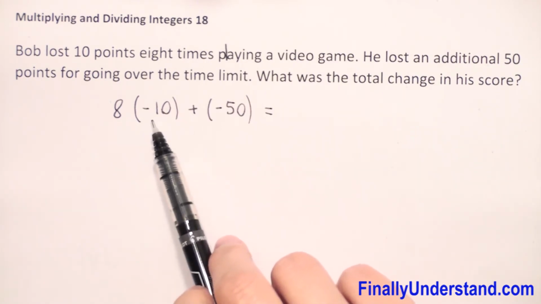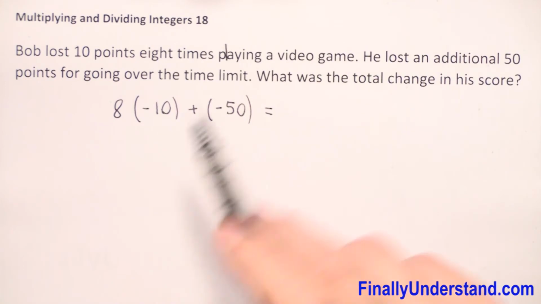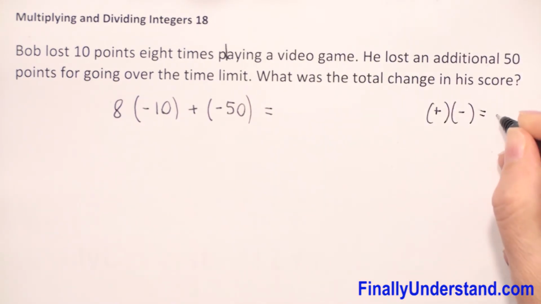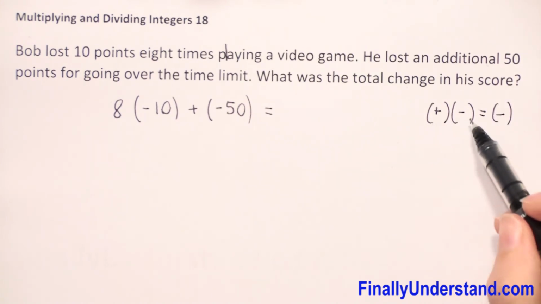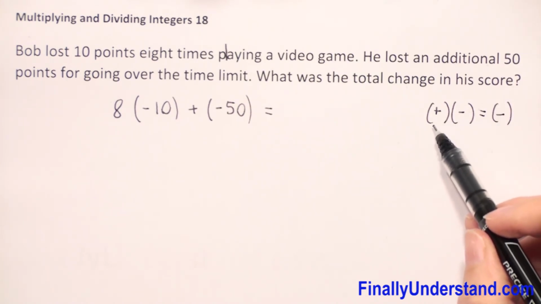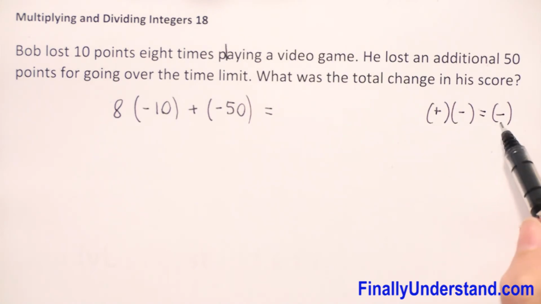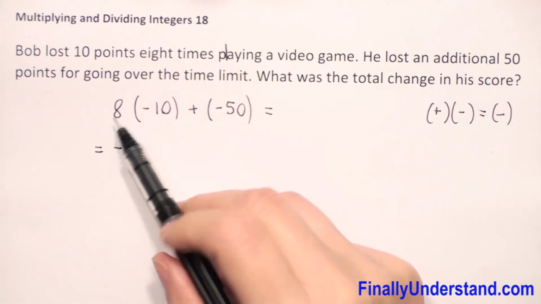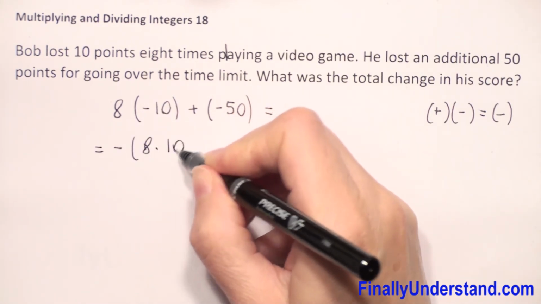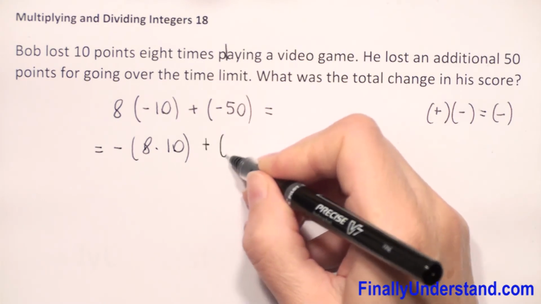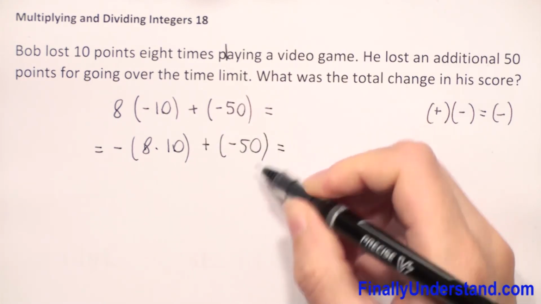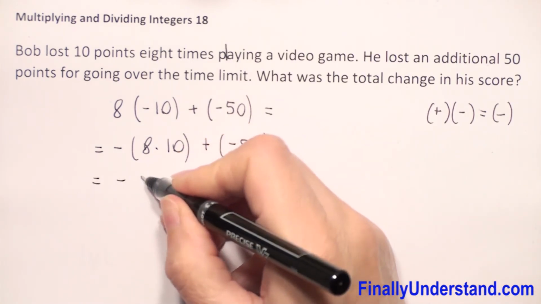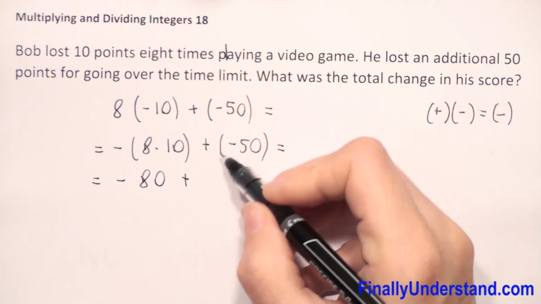We have 8 times negative 10. A positive number times a negative, or a negative times a positive, always gives a negative number. So we have a negative sign, and 8 times 10 we have to multiply, plus negative 50. So this is equal to negative, we copy the sign, 8 times 10 is 80, plus we have negative 50.